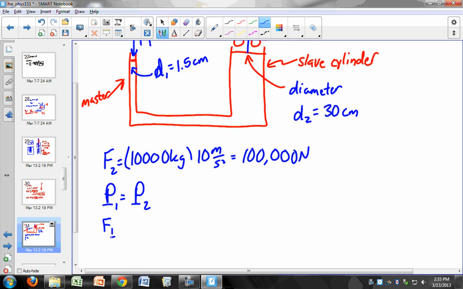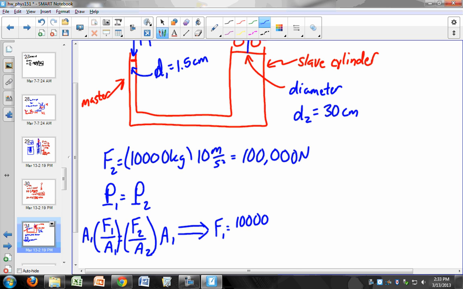Now I can say that P1 is equal to P2. That is that F1 over A1 is equal to F2 over A2. I'm going to solve for F1. In order to do that, I multiply both sides by A1. And I get that F1 equals F2, which is 100,000, times A1 over A2.